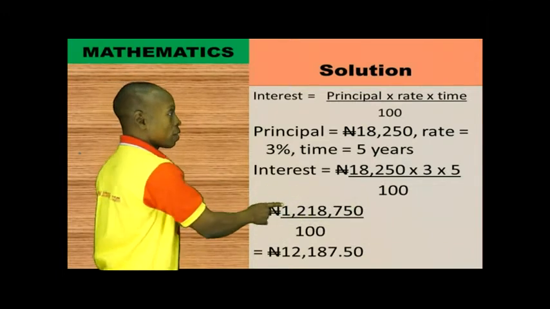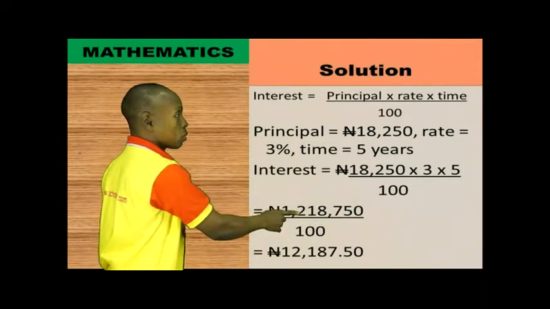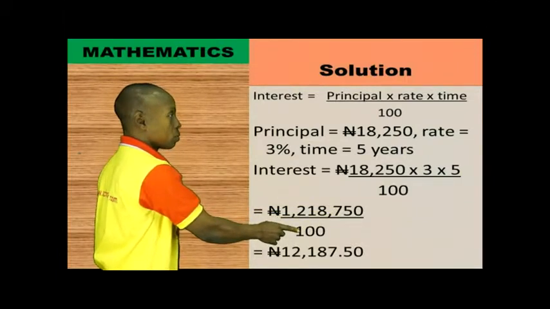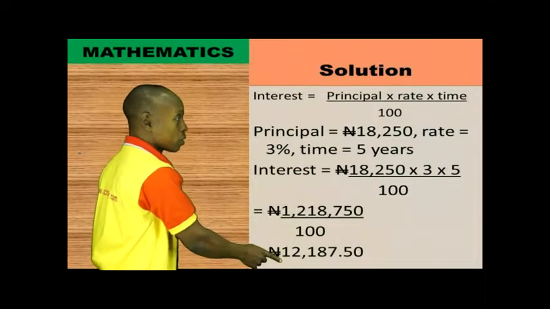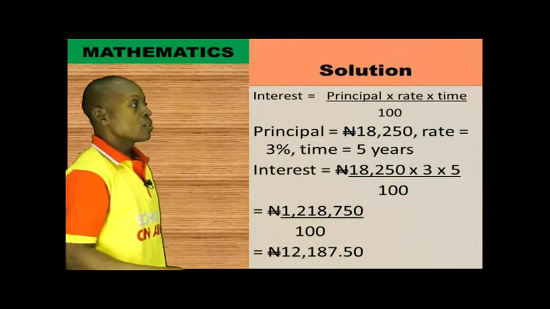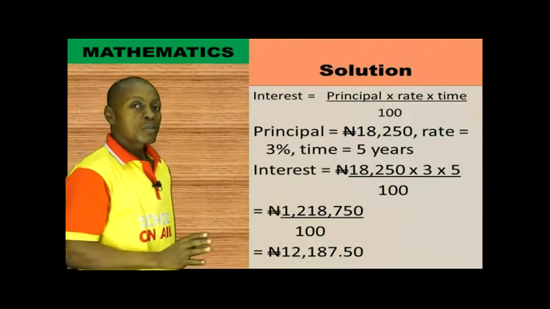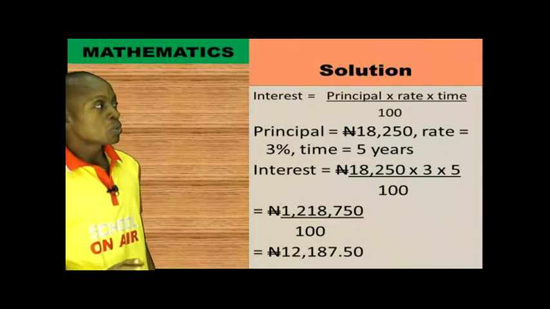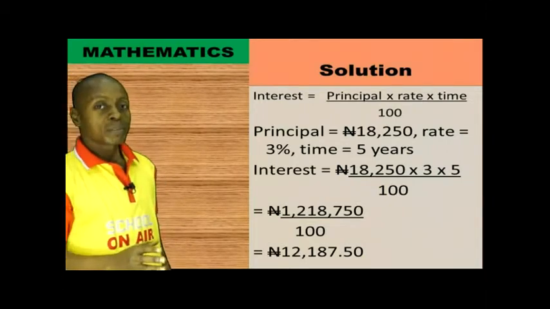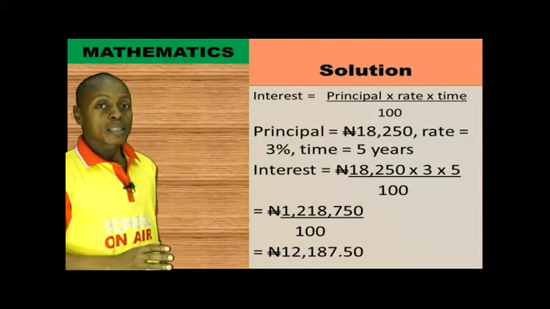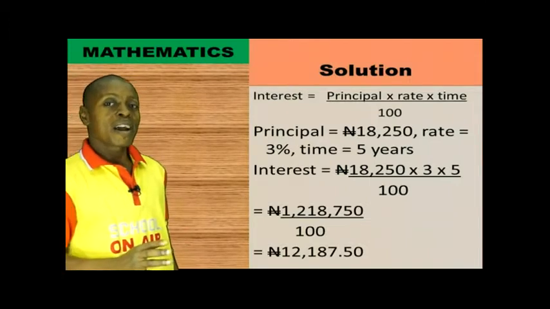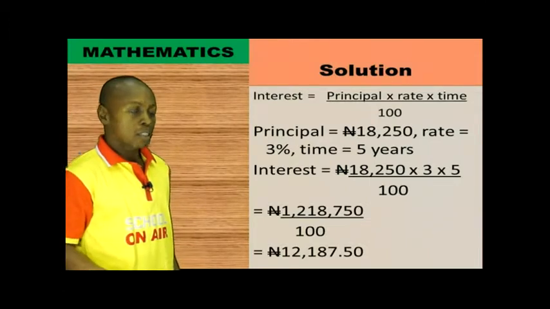If you multiply what do you have at the numerator? You have 1,218,750 naira all over 100. And when you divide by 100, you have 12,187 naira 50 kobo as the interest. Very simple. I've gotten the interest. The interest on 18,250 naira at the rate of 3% in 5 years is 12,187 naira 50 kobo. That's the interest you have on it.